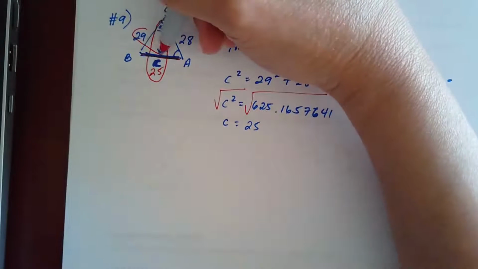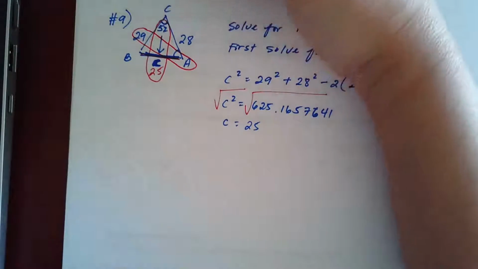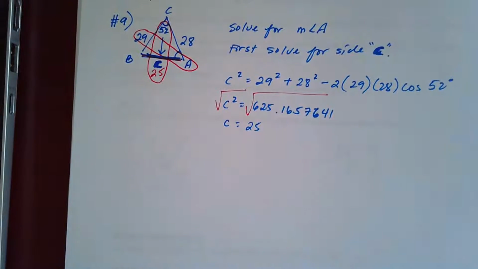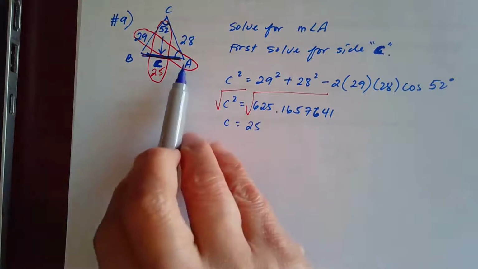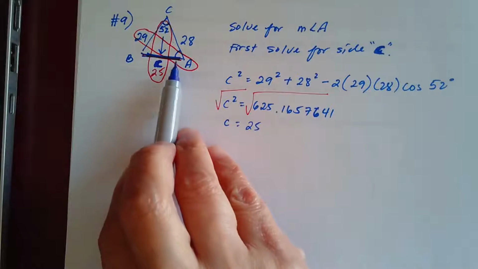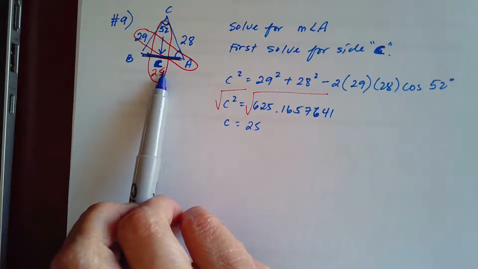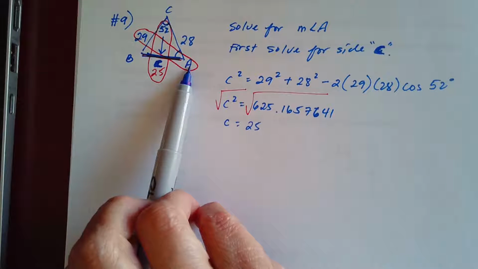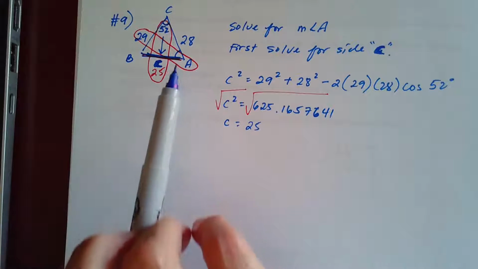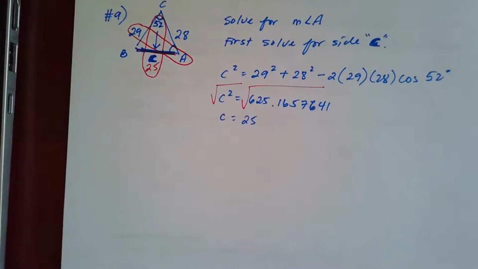What we're trying to do is solve for angle A. So in this particular case, we actually have two possibilities. We can solve for angle A using cosine law formula because we have side, side, side. Or we can solve for angle A using a sine law. So it doesn't really matter.